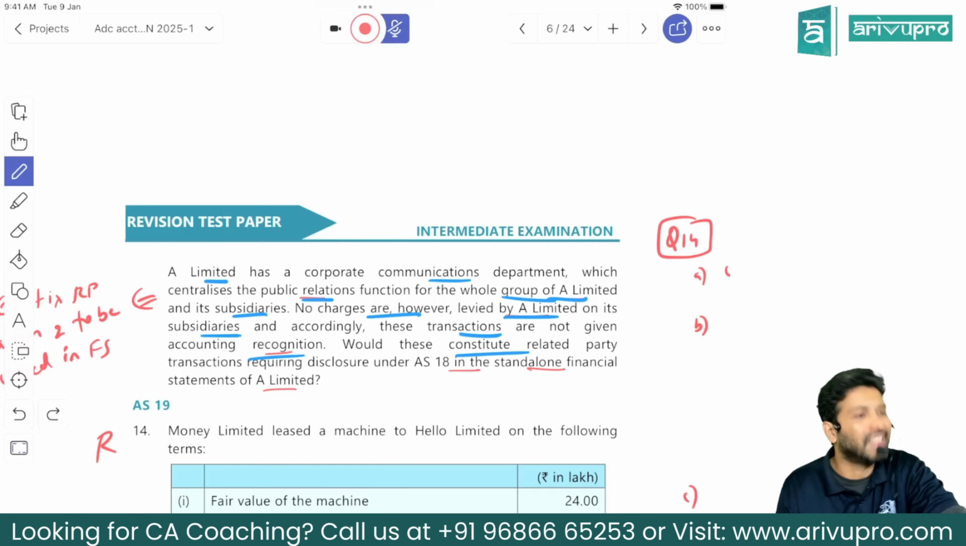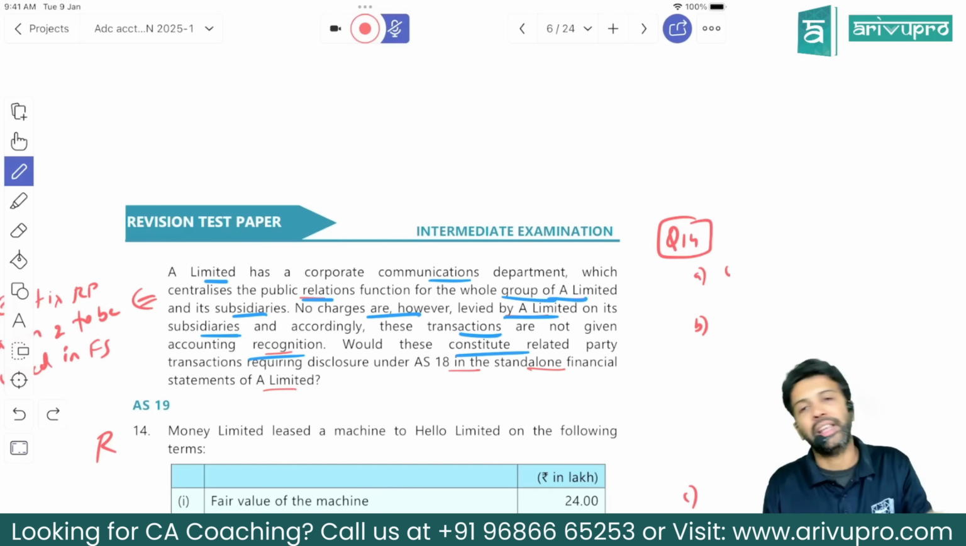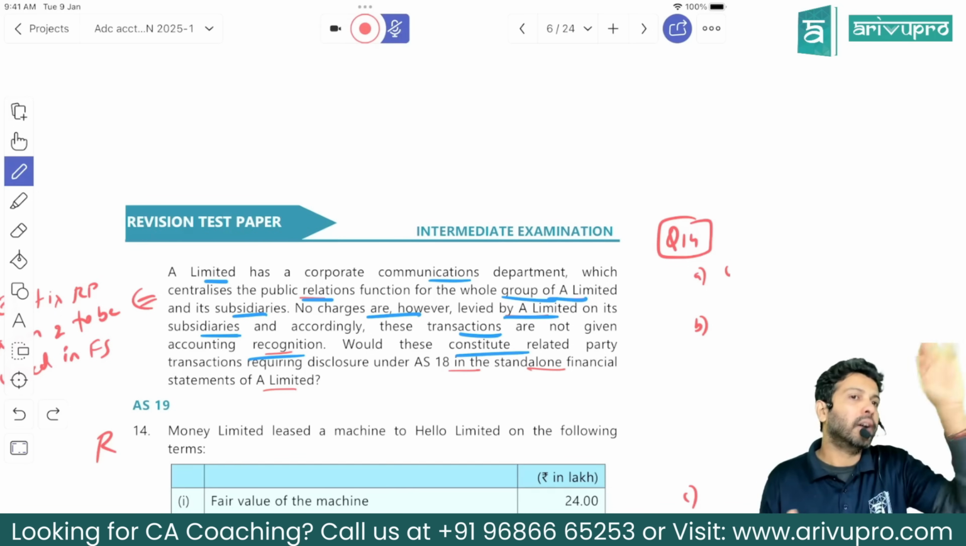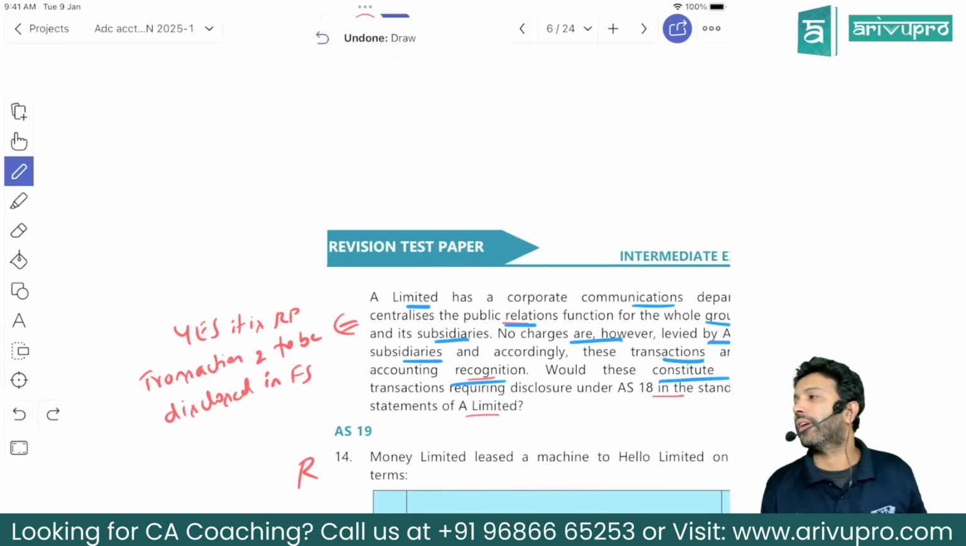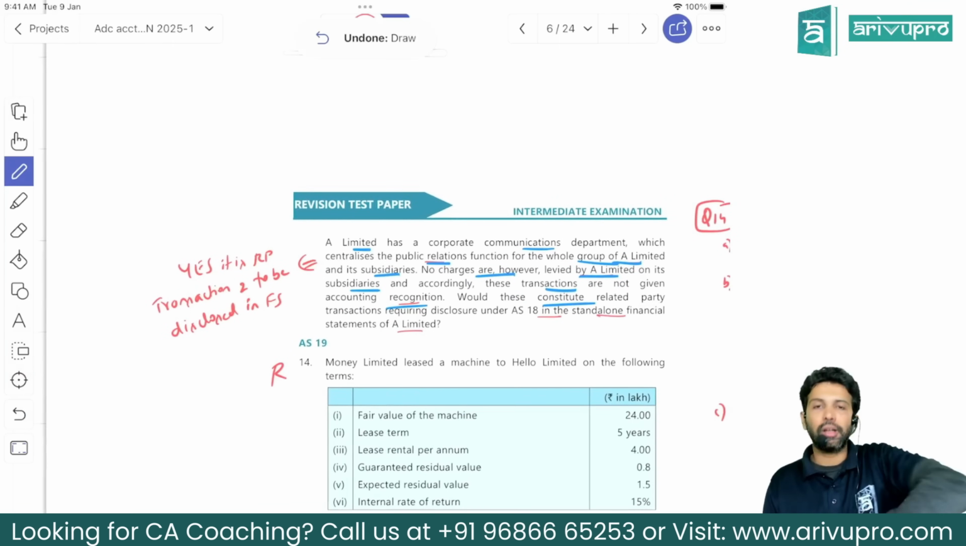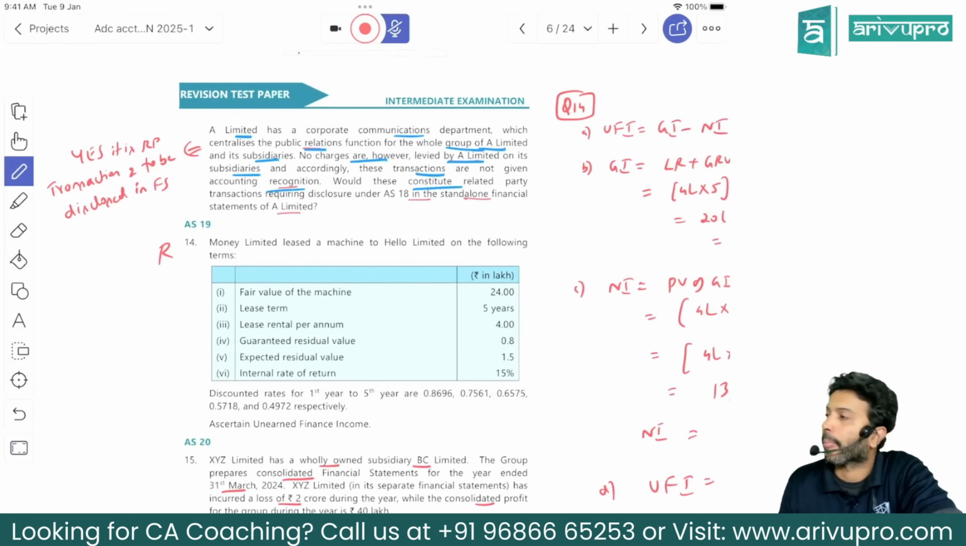Should you disclose this? Yes, because a related party transaction need not necessarily be transferred for money. Even service given free of cost is also a related party transaction. That's what we have to say there. It's a theory question. Comfortable? Need a minute or move on?